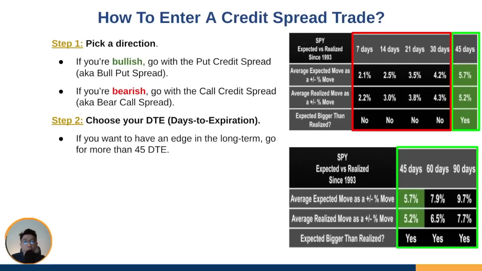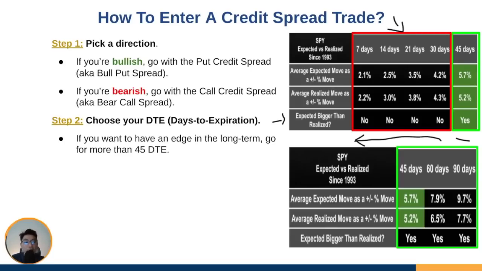When we are trading options, we want to always ensure that the expected move is greater than the realized move. This way we know that we have an edge. But if you notice down here, if we choose the days that is below 45 days, anywhere from 30 days all the way to 7 days that they have shown, there's no edge. You can see the question they ask is, is expected bigger than realized? The answer is no. If it's no, it just means that we don't have an edge here.